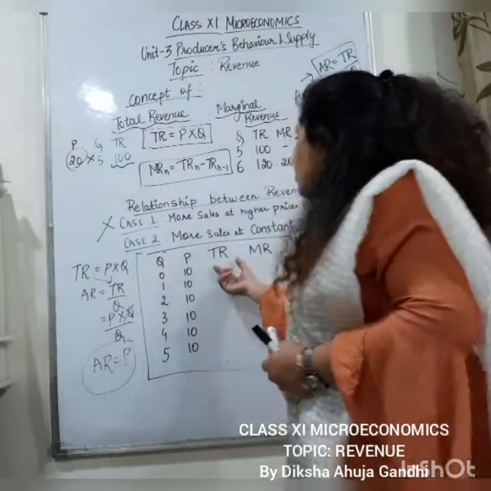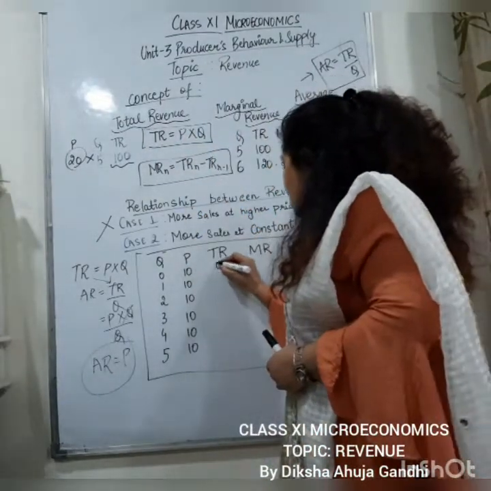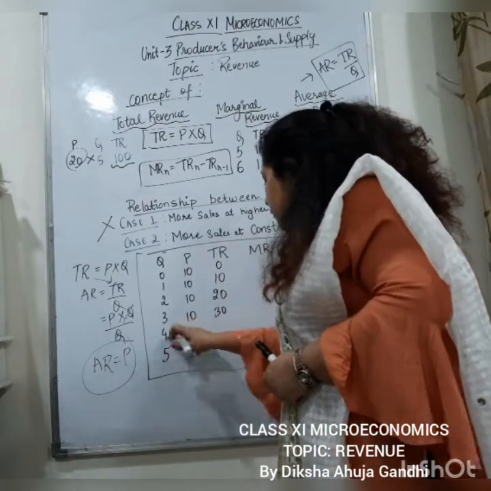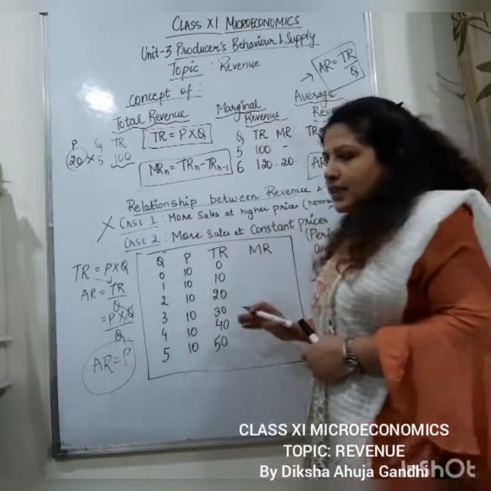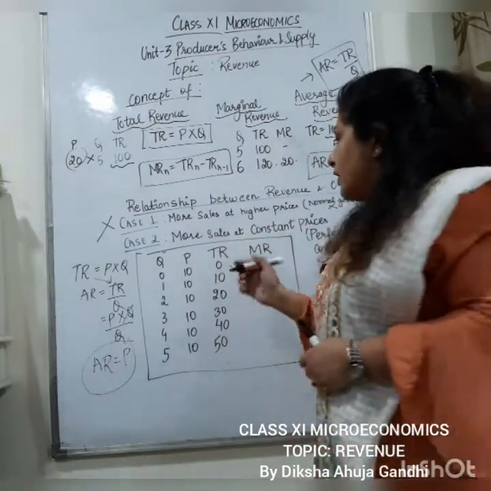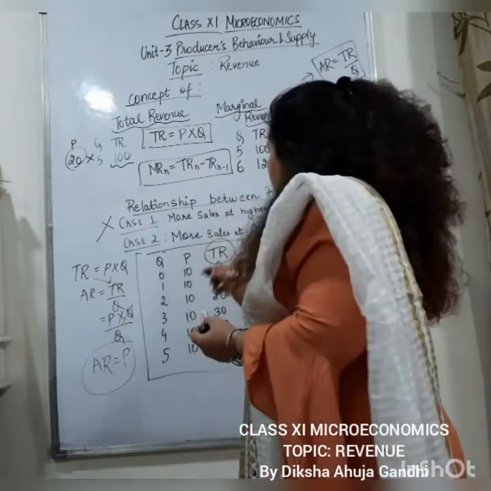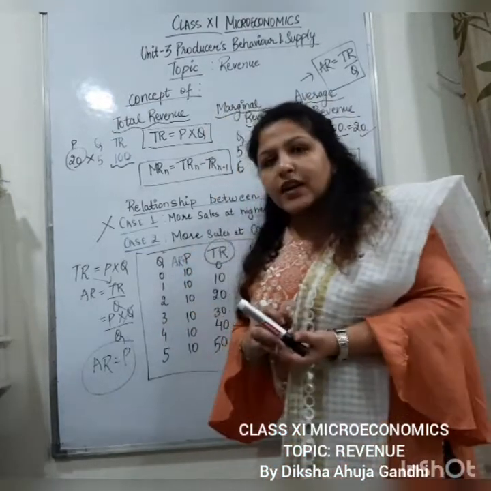So what is the formula of total revenue? We all know price into quantity. So let's multiply: 0, 10, 20, 30, 4 into 10, 40, 50. So definitely TR is increasing. But at which rate? Constant rate. So TR is increasing at which rate? Constant rate. So price is nothing but AR. So we already know that AR is nothing but price.